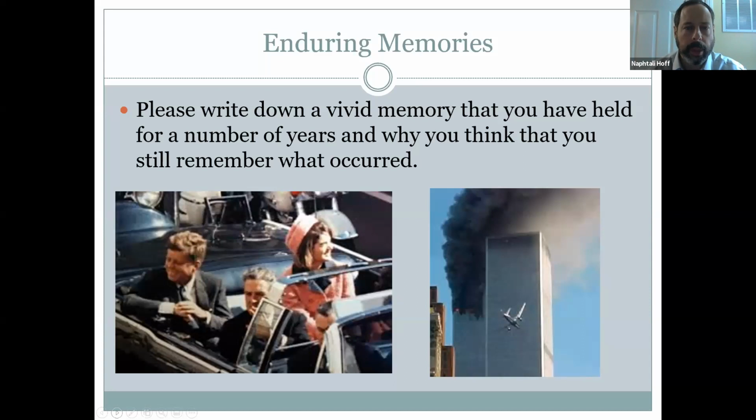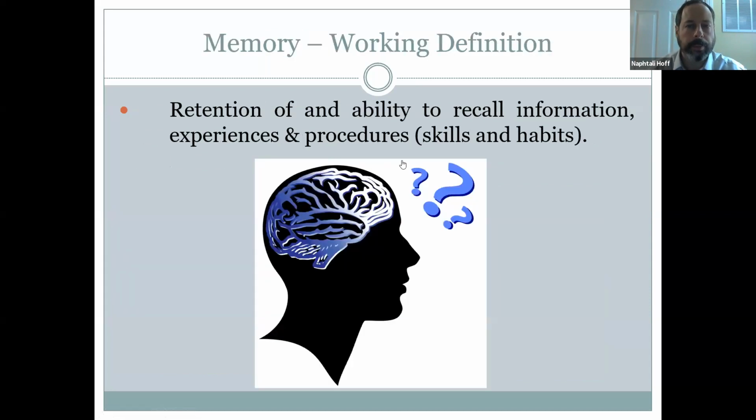Okay, so I've asked a lot of questions, more so than normal, but here is a working definition for us to be able to utilize moving forward. Take a look at this for a second. Okay, so earlier I asked the question, are memory and retention synonymous?